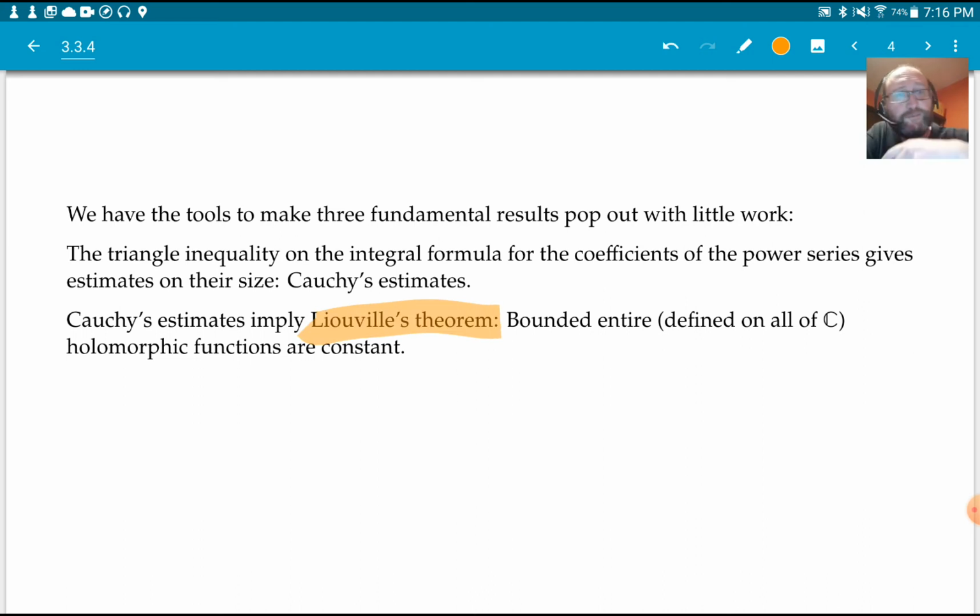Now, Liouville's theorem says that any entire function, meaning a holomorphic function defined on all of C, on the entire complex plane, if it's bounded, then it's constant, right? So it's a very sort of striking, simple result, right? There is no non-constant bounded entire functions.